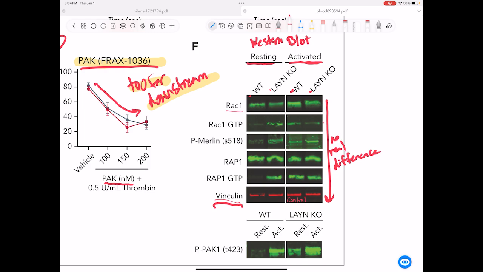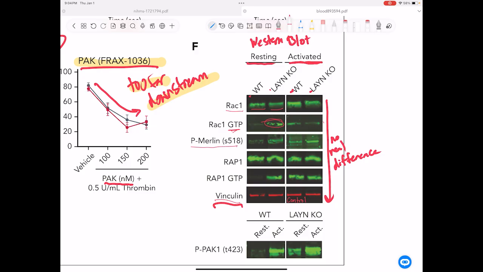So we're looking at the total amount of RAC1 here. And what's great is that the wild type and the Layilin knockout have very similar RAC1 protein levels. But when we look at the activated form of this, look at that. When they're just resting and they haven't been activated, there is more of this active RAC1 sitting in the platelets. This is so exciting.